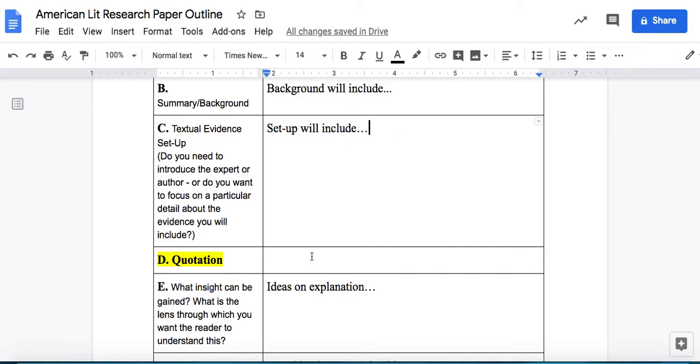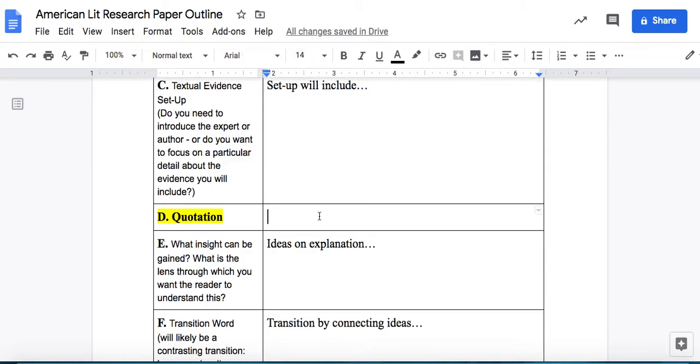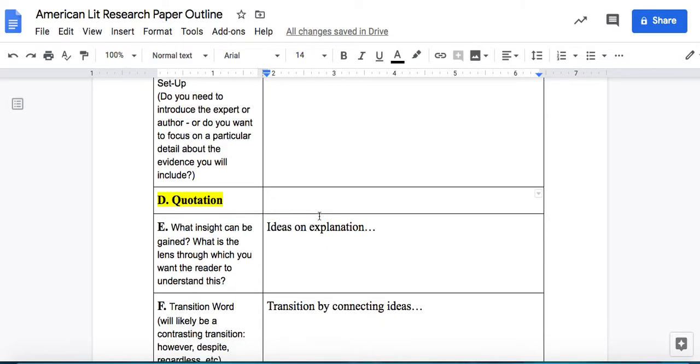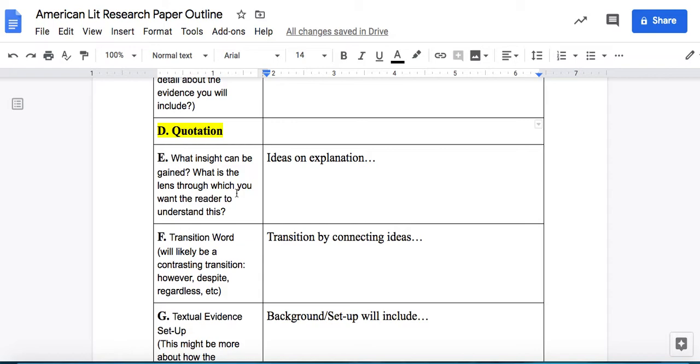I do want your quotations. Please put your full quotation and citation in, because that is going to become really the focus of your body paragraphs. All right, the explanation is going to be what insight can be gained. What is the lens through which you want the reader to understand this, right?